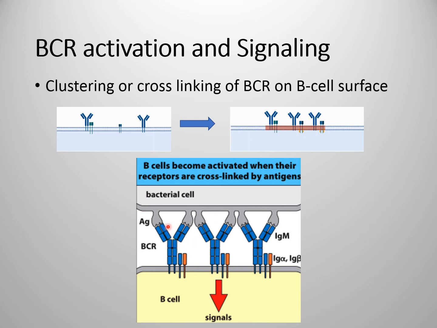As you can see here, an antigen, that is a bacterial cell, binds to the B cell, resulting in cross-linking of the B cell receptors. This cross-linking then initiates the signaling pathway.